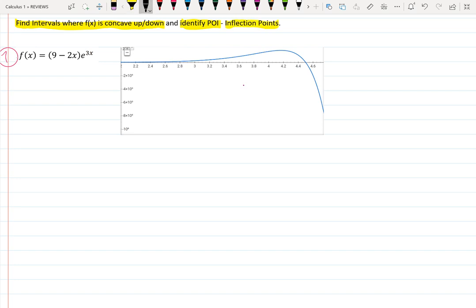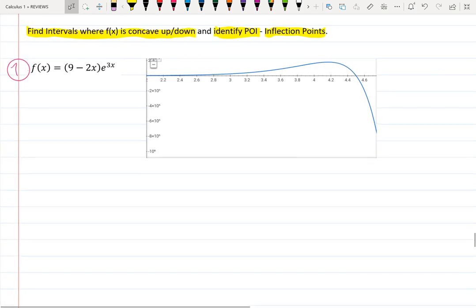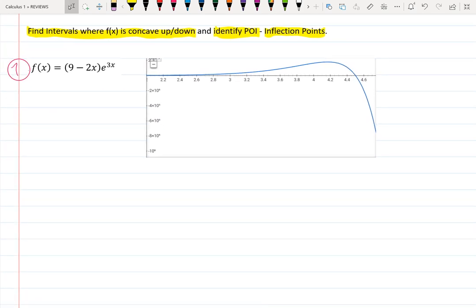The first example is f of x equals (9 minus 2x) times e to the 3x. I even gave you a graph because I like that you guys can have some kind of intuition of what is going on before you start working on the function. So how do we know where the function is concave up and concave down? This is how I like explaining the situation to students to have an intuition behind the graph of the function.